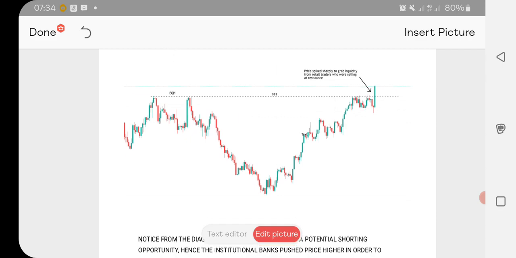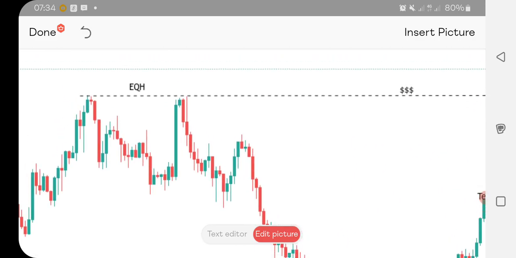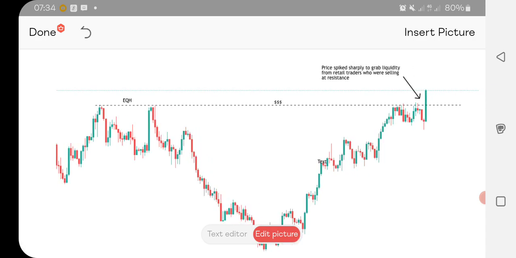As you can see, this chart here shows the equal highs, and there are signs of dollars. This means that this is where money lies. So the institutions decided to grab the liquidity at the equal highs with a very large impulse, and you can see the arrow says price spiked sharply to grab liquidity from retail traders who were selling at this resistance. Retail traders were selling here because this is a resistance area.